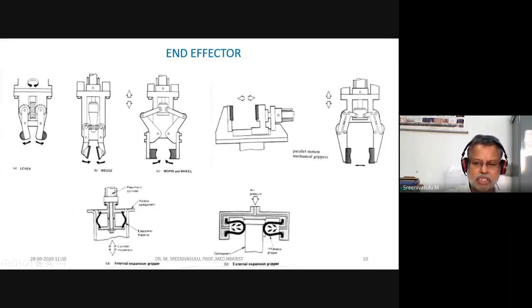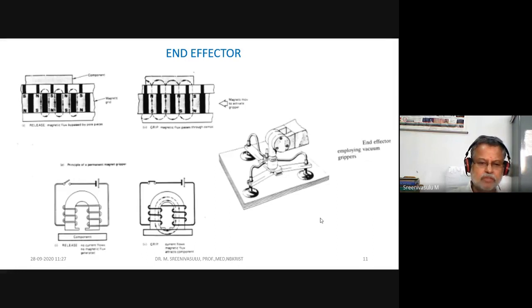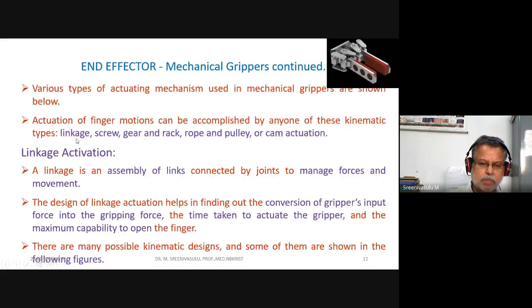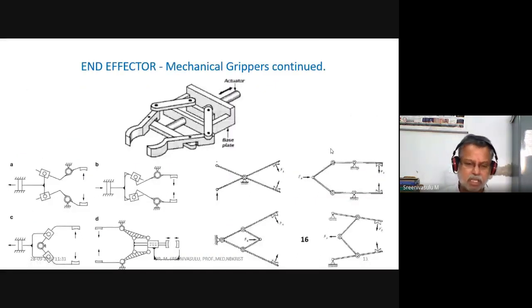Likewise, when you go through these sketches, all the fingers are getting activated by different means of linkages. That's what has been stated over here. Some of them have been listed out. It may be through linkage, it might be through screw, gear and rack, rope and pulley, it might even be through cam actuation. These are all mechanical terminologies. Out of my interest, I am trying to show you, because if the situation comes, you will have to use this content on the day of examination.